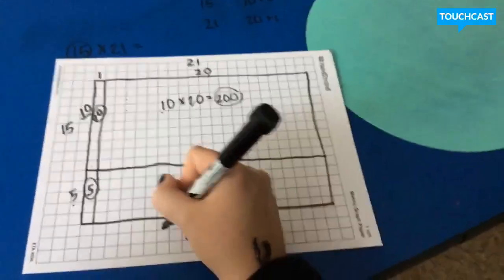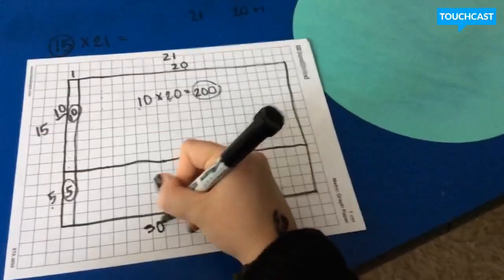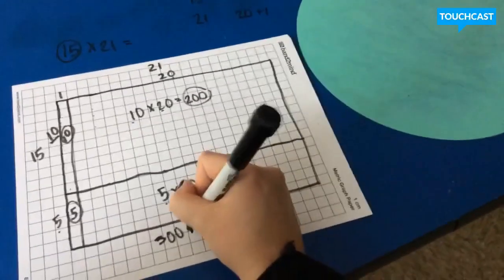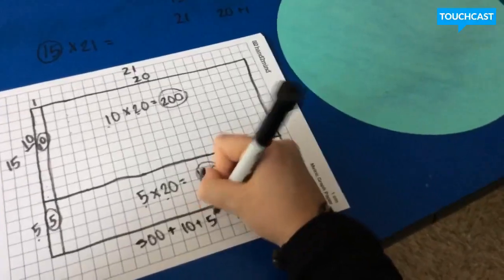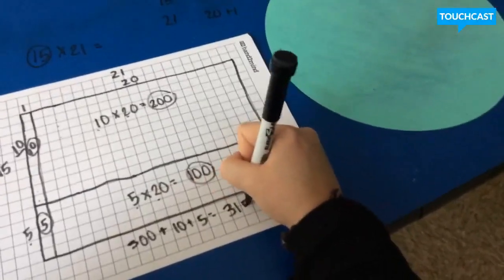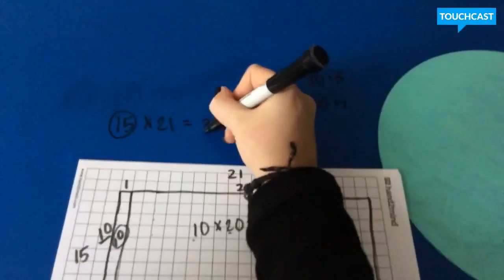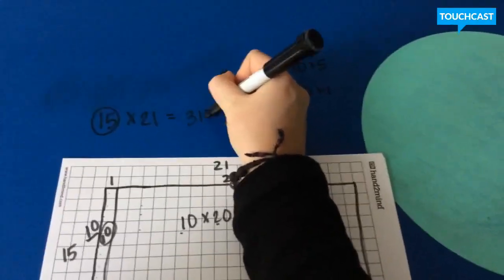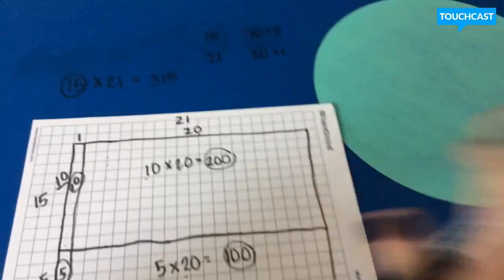So 200 plus 100 we know is 300 plus 10 plus 5. So our final answer is 315. So 15 times 21 is 315.